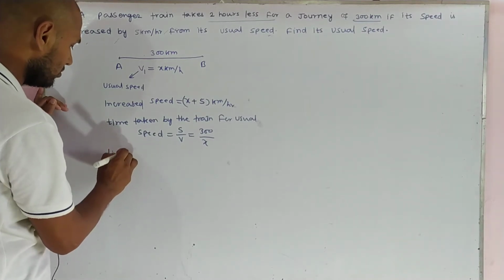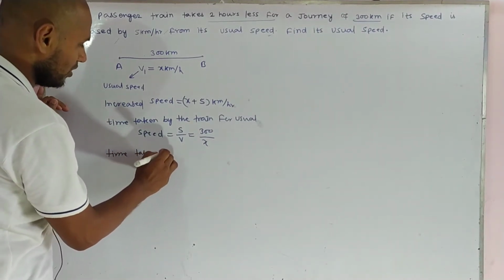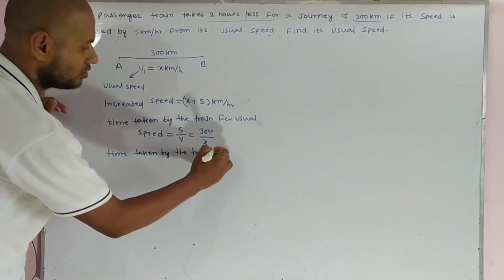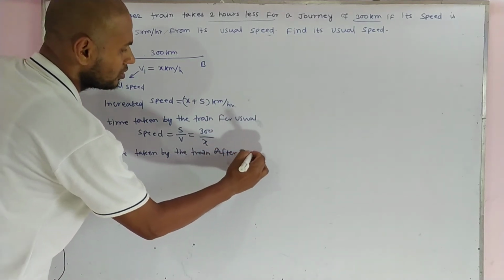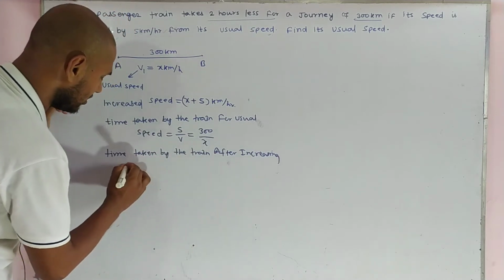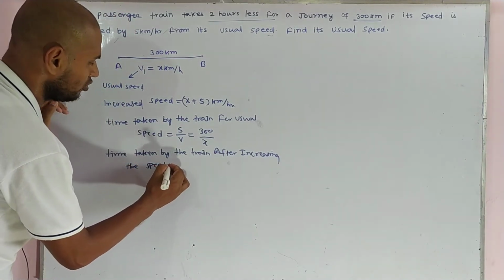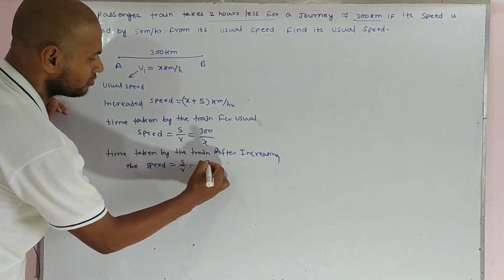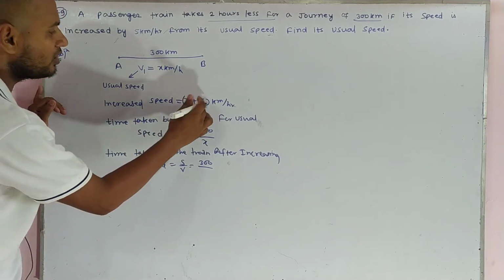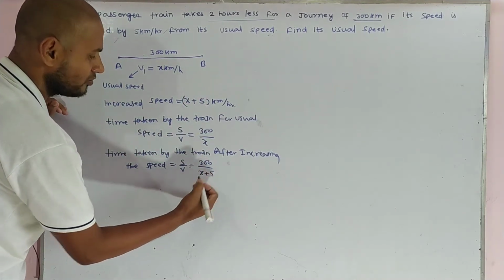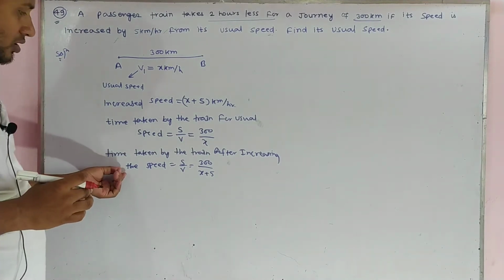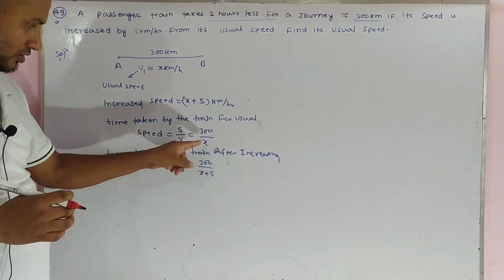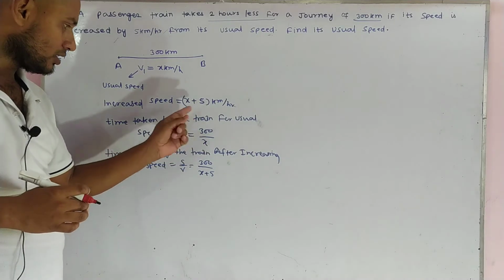But the time taken by the train after increasing the speed will become distance by speed. The distance is the same, but the speed is increased by 5 km, so it becomes x plus 5. After the increment of speed by 5 km per hour, it takes 2 hours less time, meaning this time is 2 hours less than the usual time.